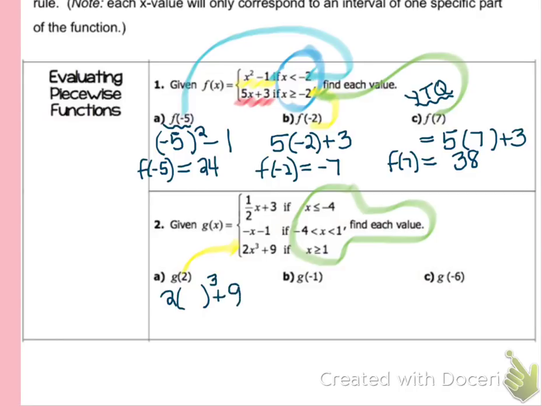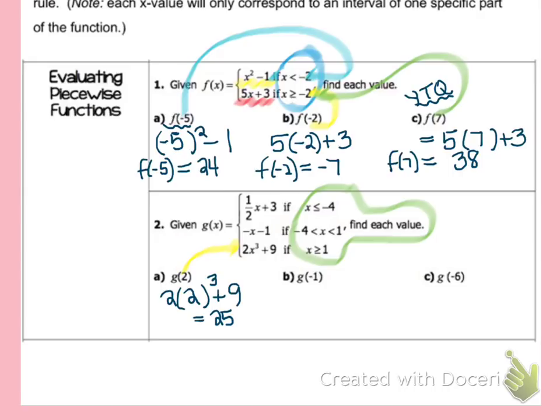When I do my substitutions, I always want to put parentheses around whatever my input is. So I'm inputting 2. I'm going to take 2 and cube it, and 2 cubed is 8. Then 8 times 2 is 16, and 16 plus 9 is 25.